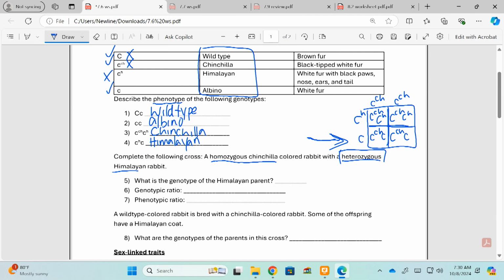Okay, so it says, what is the genotype of the Himalayan rabbit? Okay, so we figured that out. This is the phenotype of the Himalayan rabbit. Okay, and then it wants to know the genotypic ratio and the phenotypic ratio. All right, so for this one, I have that all of these are going to be chinchilla because they all have that chinchilla allele. So I'm circling that here. So you can see all four of those have the chinchilla allele. So all of these are going to look chinchilla.